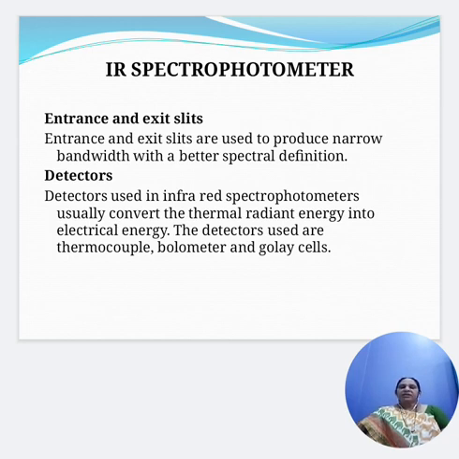Then the detectors. The detectors used in infrared spectrophotometers usually convert the thermal radiant energy into electrical energy. The detectors which are commonly used are thermocouples, bolometers or Golay cells. These are used as the detectors.